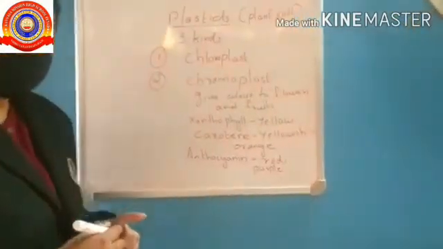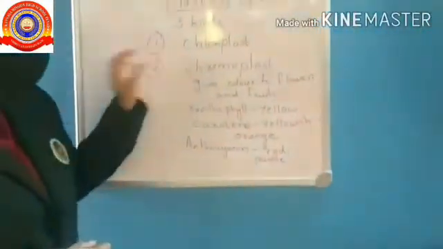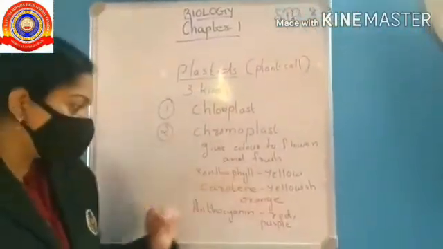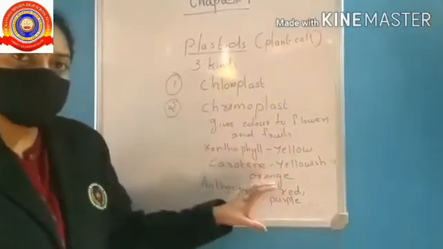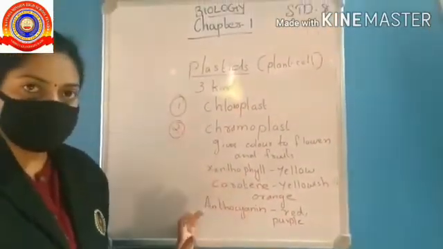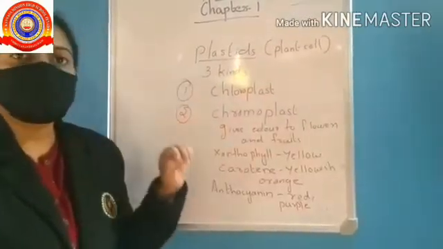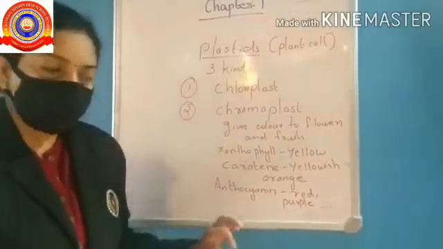So the chloroplast contains green pigment. The pigment xanthophyll gives yellow in color. The carotene gives yellowish orange color. And the anthocyanin gives red or purple color. Then the function of chromoplast is it gives color to flowers and fruits.